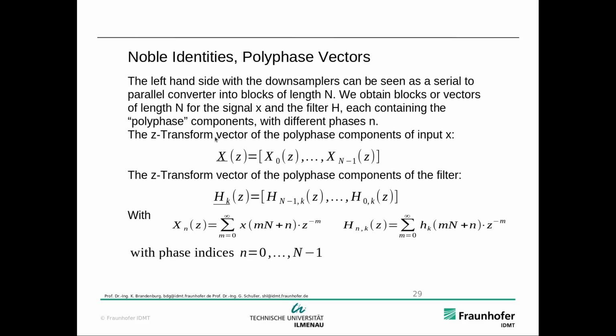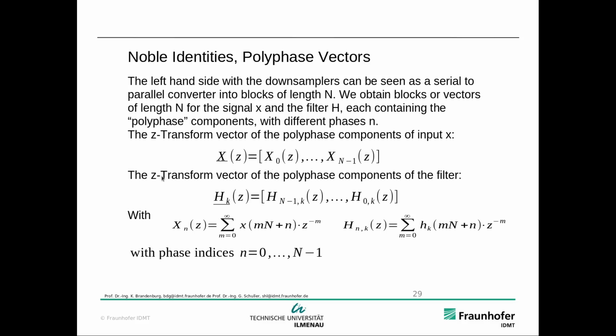The z-transform vector of the polyphase components of the input x is then this one here. Right here you can see this is now a vector in the z-domain, and it contains entries of the different phases, now also z-transformed. So it takes the downsampled sequences and z-transforms them, and since we have N different phases, we get N different polyphase components.